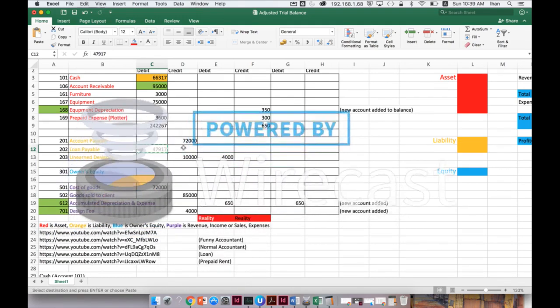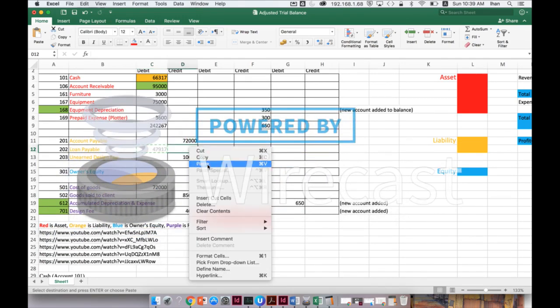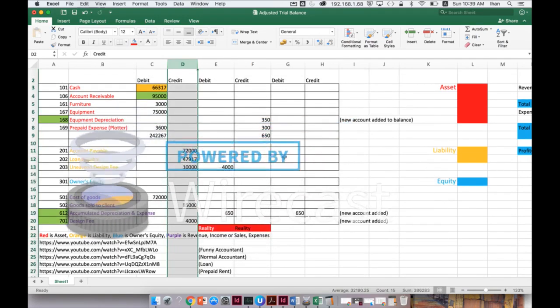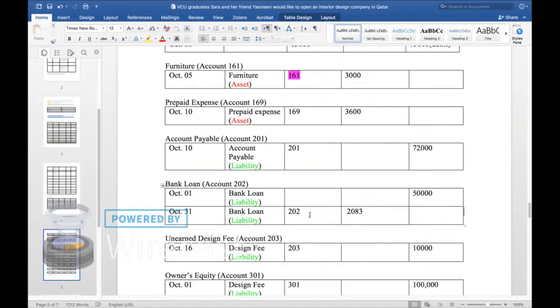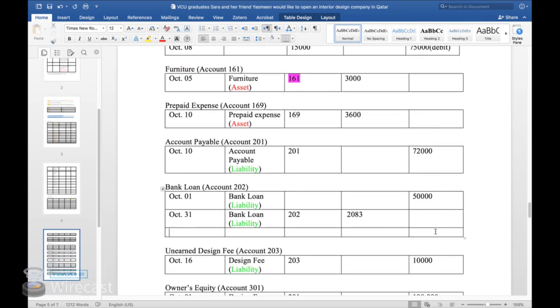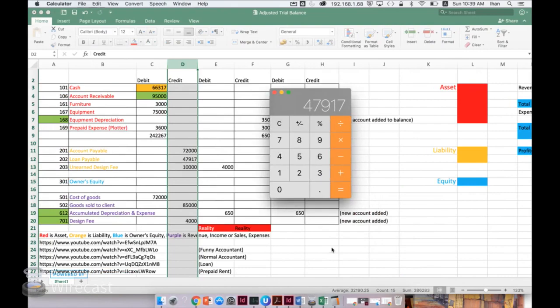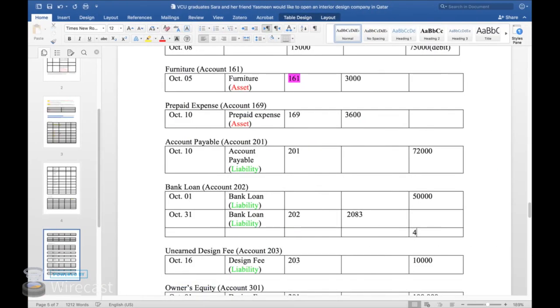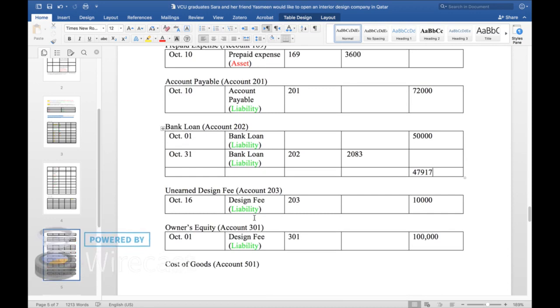Might not be in that column. Yeah, I think it's in this credit column. It's in the credit column, correct? Yeah, in the credit column. Say whatever that number is, 47917. Okay, so I think this is good enough.